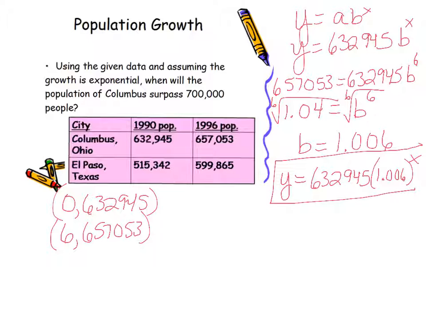Let's type this into our calculator. You kind of need to be doing this with me or pausing the video and doing it, because it's a lot harder to do it on your own after if you haven't practiced. I'm going to type in y equals that 632,000, and then instead of the 1.006, I'm going to do alpha B to the x power.